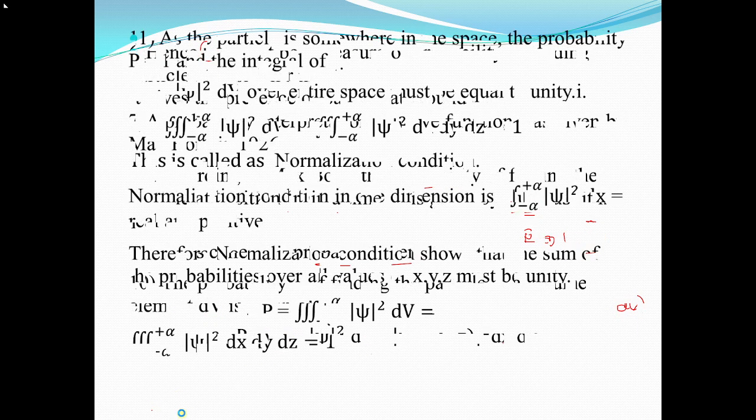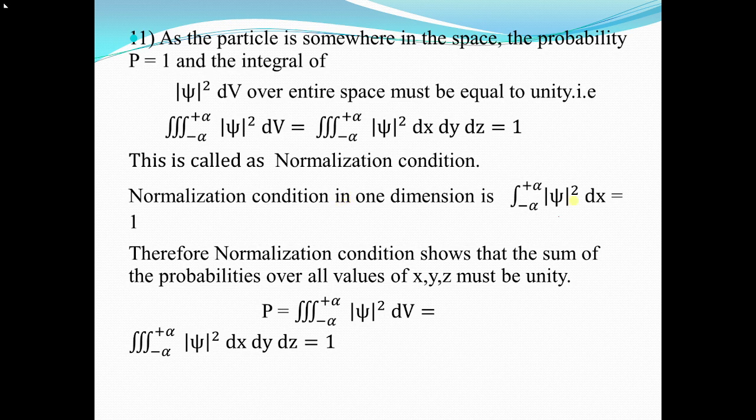Now, what is the total probability? For example, for tossing a coin, the probability of getting head is half and probability of getting tail is half. So what will be the total probability? 1. Total probability is always 1. By adding these two, I got 1. So as the particle is moving somewhere in space, space means 3 dimensions, the probability is 1.